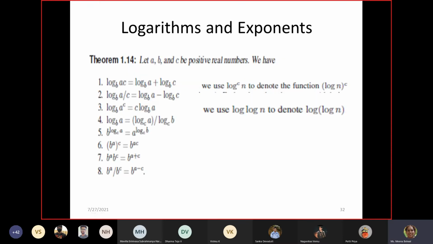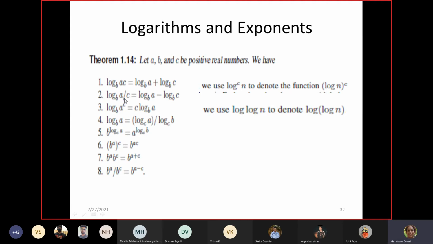I have put some of the rules here. That is theorem 1.14 in your book. So what are those rules? Let a, b, and c be positive real numbers. We are assuming that a, b, and c are positive real numbers. So we have log of ac base b is equal to log a base b plus log c base b. All of you know that when two numbers are multiplied, a into c, this is going to be log a plus log c.